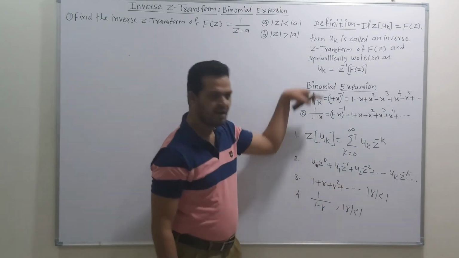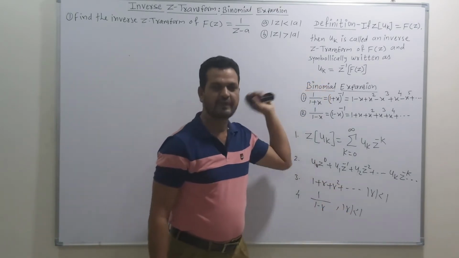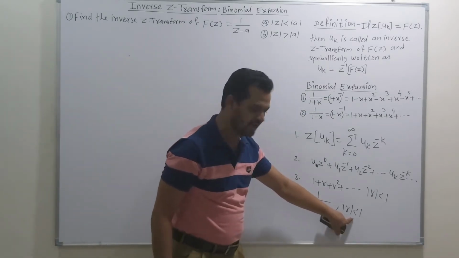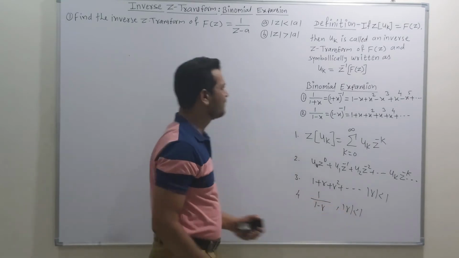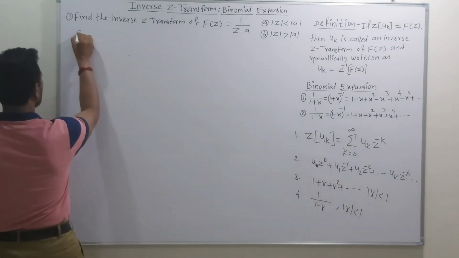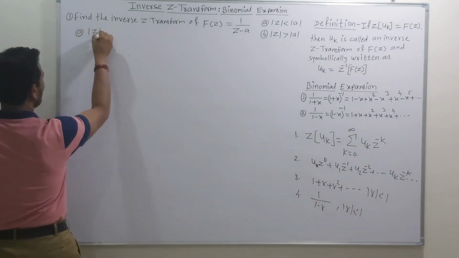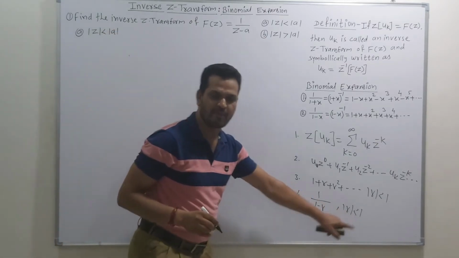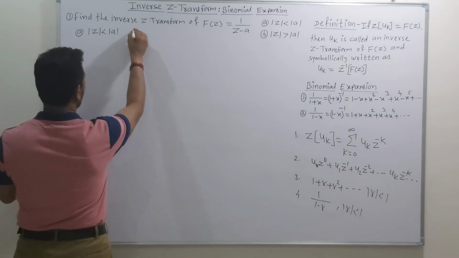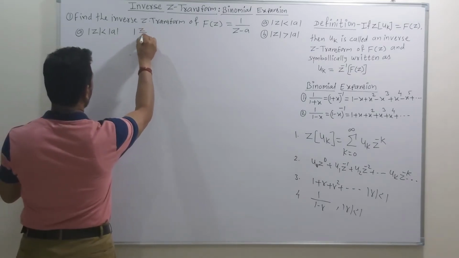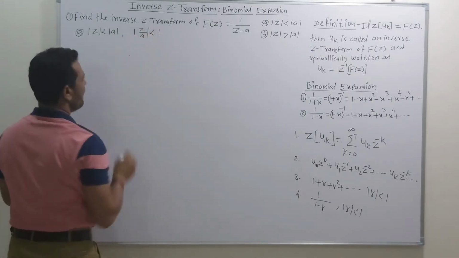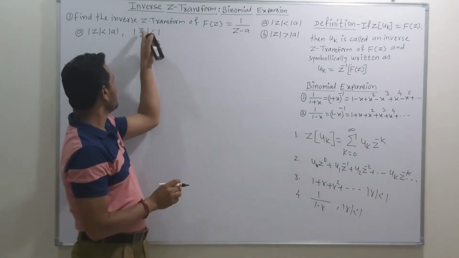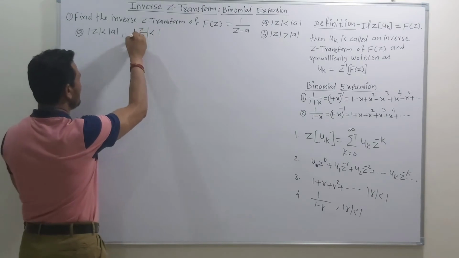So let's apply the reverse process so that we can get the inverse Z transformation. What is the first step, friends? Here mod of r is less than 1. If we try to solve the first example, then mod of z is less than mod of a. If we convert this in terms of mod of r less than 1, then we get mod of z upon a is less than 1. So this is the value of r, where the value of r is z upon a.